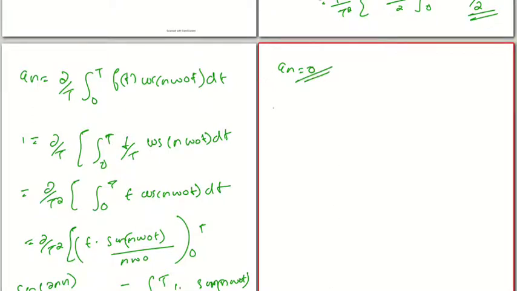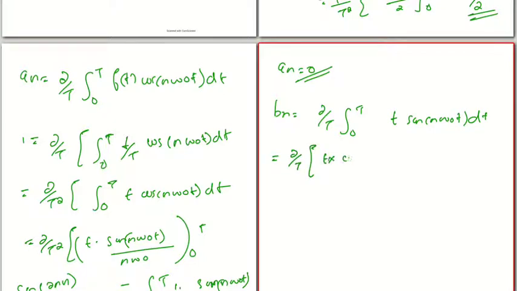And now we will calculate bn. bn is equal to 2 divided by T integral over 0 to T of t divided by T into sin n omega 0 t dt, and we will see what happens here. So it will be equal to 2 divided by T into cos n omega 0 t divided by n omega 0, 0 to T. There is a negative also, right? Keep it there. Minus integral over, this negative is coming here, so it will become plus, 0 to T cos n omega 0 t divided by n omega 0, right?